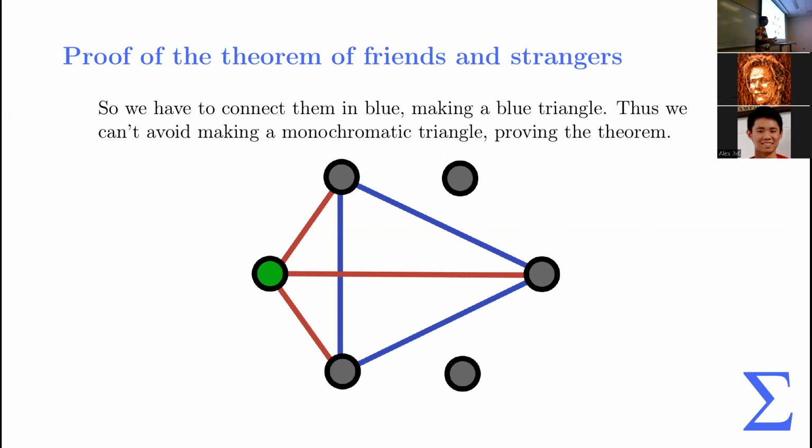Any questions? So the fact that it's 6 vertices here. It is. We'll get to that. Anything else?